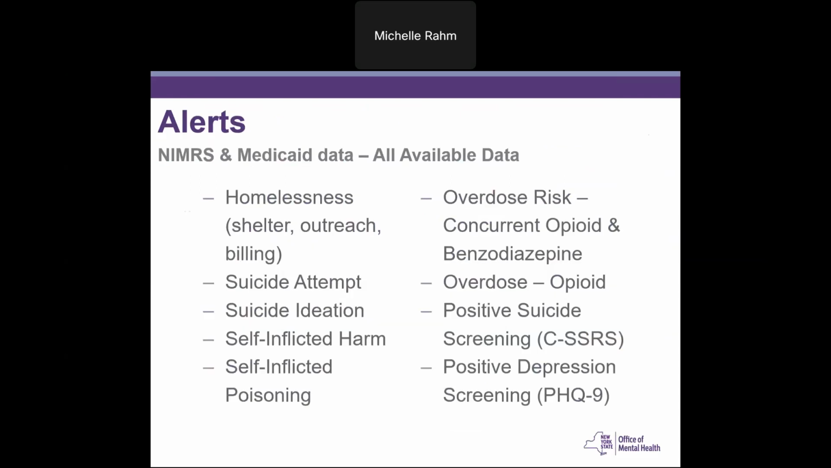Now, below that section, if it's showing, would be the alert section. And the alert section is organized chronologically and appears only for recipients who have had alerts from DHS and data, NIMERS, and/or service invoices from Medicaid. So here's just a list of the potential alerts that could show in this section. We have homelessness, suicide-related alerts, overdose risk, opioid-related overdose alerts, and then positive suicide screenings or depression screenings. So I will show what that looks like now.